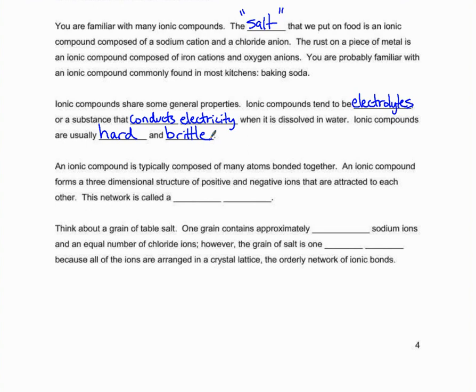An ionic compound is typically composed of a lot of atoms that are bonded together. And they form this three-dimensional structure. There are positive ions, then negative ions, then positives, then negatives, all in this huge three-dimensional pattern. It's a network, and they call this a crystal lattice.